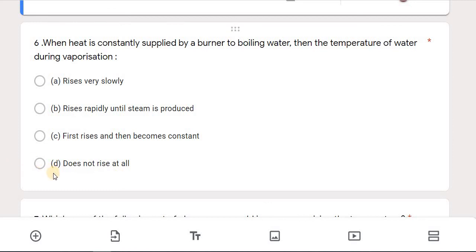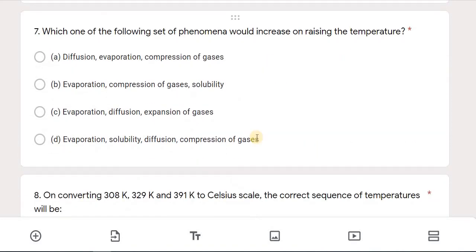So the answer is D, does not rise at all. Now let's see the next question. Which one of the following set of phenomena would increase on rising the temperature?